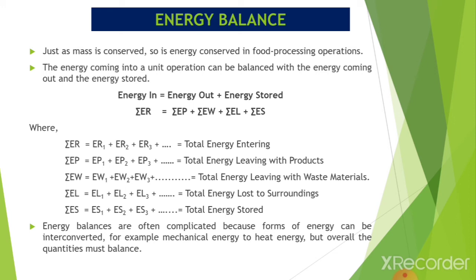Summation EW is nothing but the total energy leaving with waste materials. Summation EL is total energy lost to surrounding, and summation ES is nothing but the total energy stored into the system. So these energy balances are often complicated as compared to the material balances, because forms of energy can be interconverted. For example, mechanical energy to heat energy, but overall the quantities must be balanced.